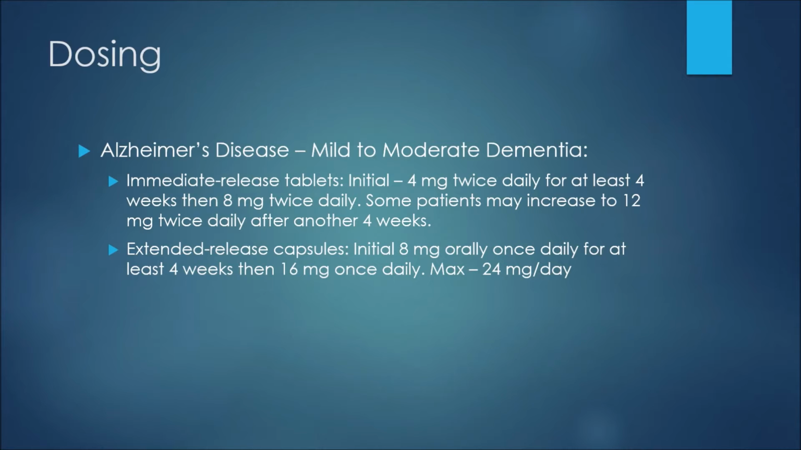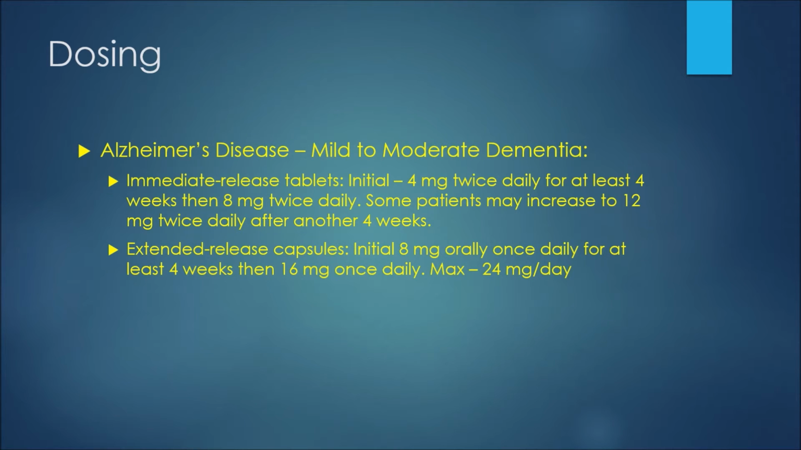Now for an example of dosing with galantamine, so in the treatment of Alzheimer's disease, and again in a patient who is experiencing mild to moderate dementia, using the immediate release tablets, we may see an initial dose of 4 milligrams twice daily, given for at least 4 weeks, then 8 milligrams twice daily. Some patients may further increase to 12 milligrams twice daily after another 4 weeks at 8 milligrams twice daily.